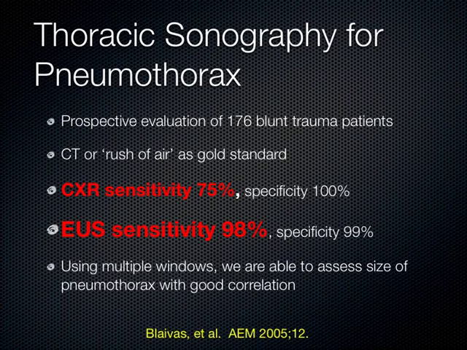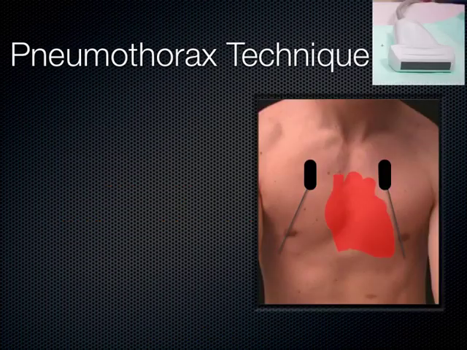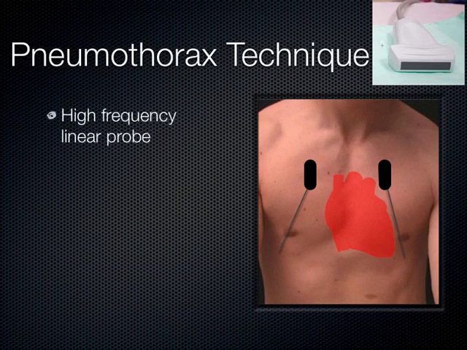So the technique that we use to scan for pneumothorax is, we have to remember that the heart takes up a lot of the left chest, and there's no lung in front of that heart in most patients. Some of our COPDers are the exception, but in most patients, the lung does... clavicular. You use the high frequency probe again because we're looking very superficially. We're looking for the pleural line, which is only a centimeter or two underneath the surface in some people. You start in the second intercostal space.